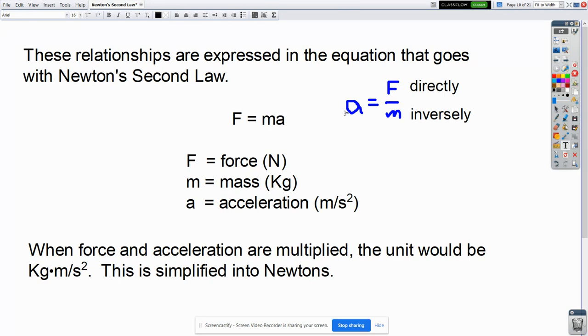The relationships go across the equal sign. So again, it's what's over here and how it relates to what's over here. Force and acceleration are directly proportional. Mass and acceleration are inversely proportional.